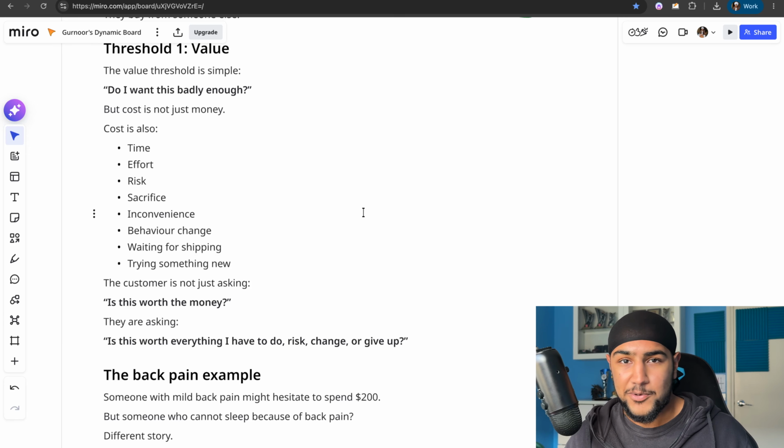So obviously maybe your product doesn't do that, but do they have to replace something? Do they have to take some routine out of their life? Do they have to set aside some time every day to actually use your product? How long does it take? How easy is it to actually use? What is the inconvenience? What is the behavior change? Are they waiting for shipping?